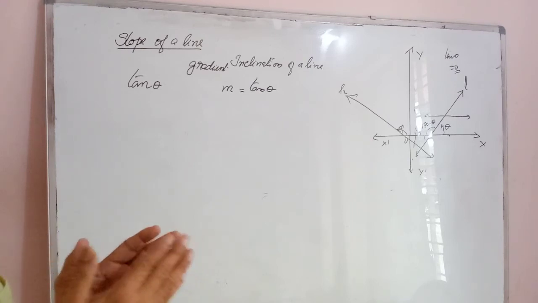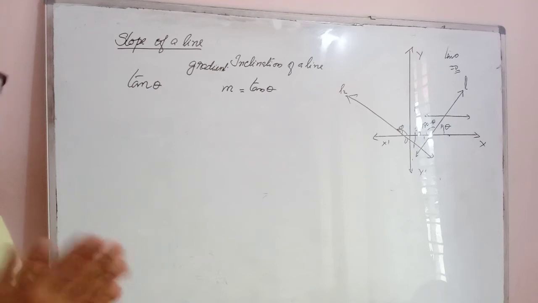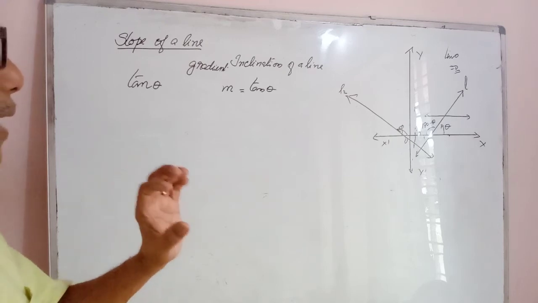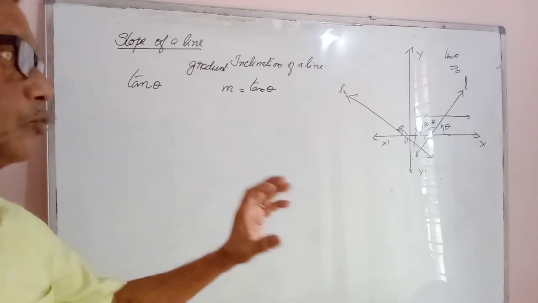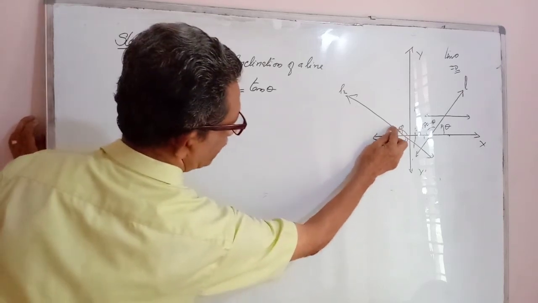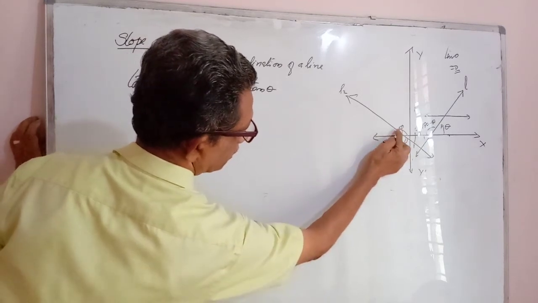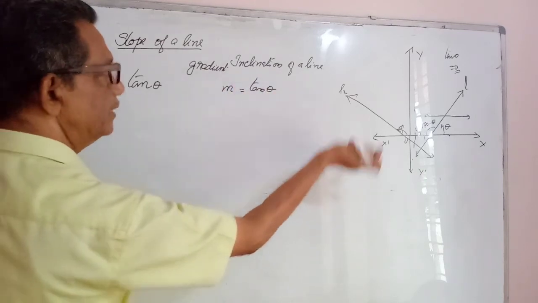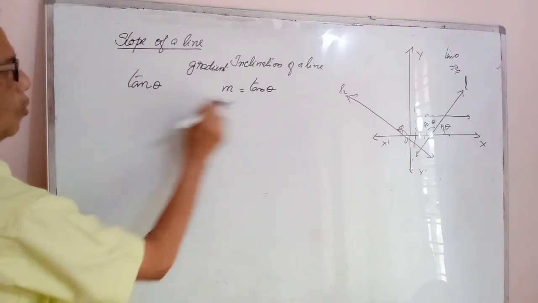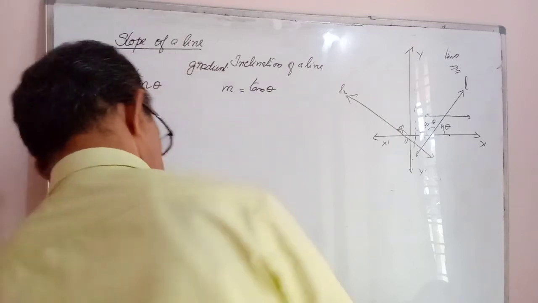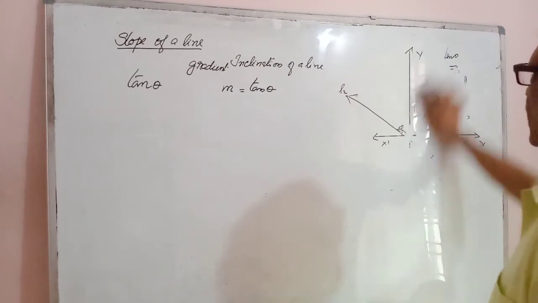First of all, the concept is inclination of a line. Actually, it is the measure of an angle. Inclination of a line is the angle made by a line with the positive direction of the x-axis. This is the negative direction of the x-axis. So positive direction of the x-axis measured anti-clockwise is called the inclination of a line, and the tan of the inclination is called the slope of the line. So m is equal to tan theta. The symbol for slope of a line is m.